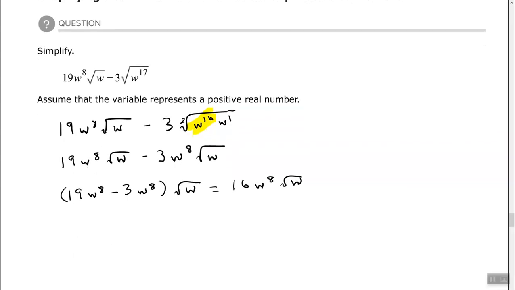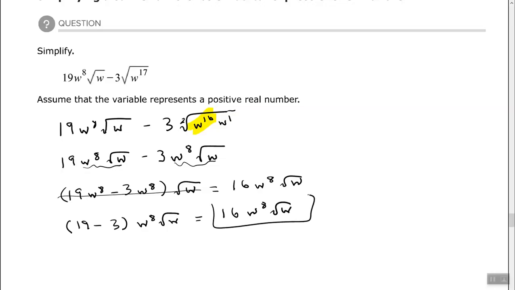And it may have been a little bit clearer to see that if we would have done it like this. If we would have said 19 minus 3 and then factored out the w to the 8th times the square root of w, then you can clearly see, since they both had this like factor here, w to the 8th times the square root of w, I think that looks better. And then you still get the 16 times the w to the 8th times the square root of w. Okay, so let's try another one.